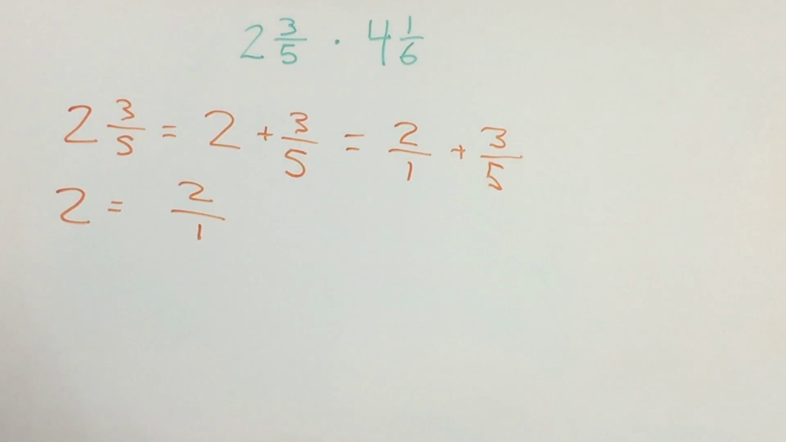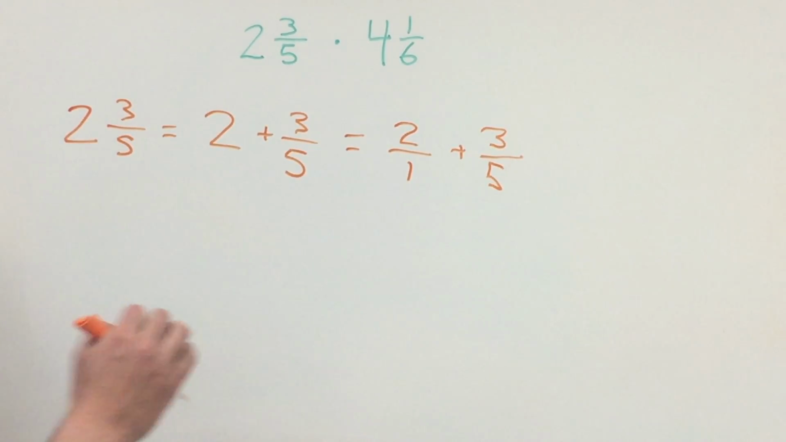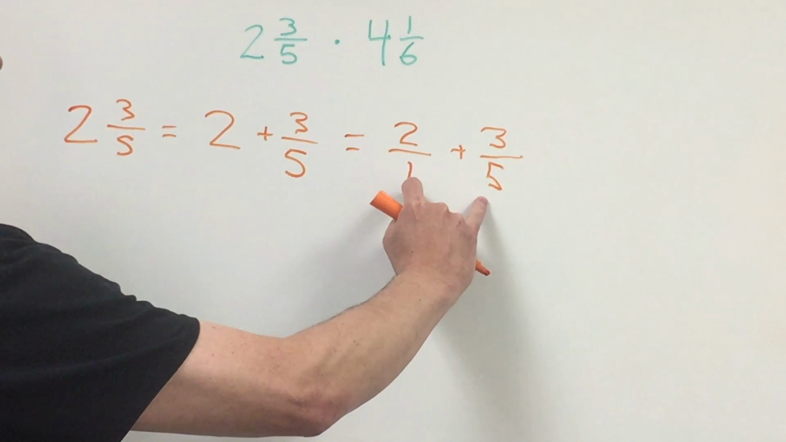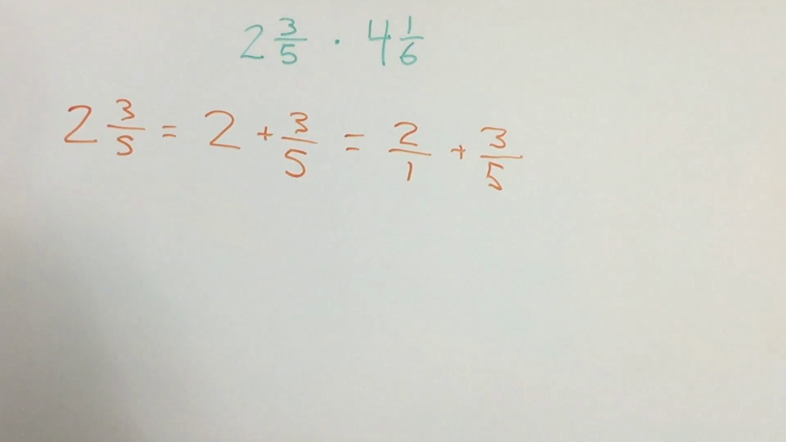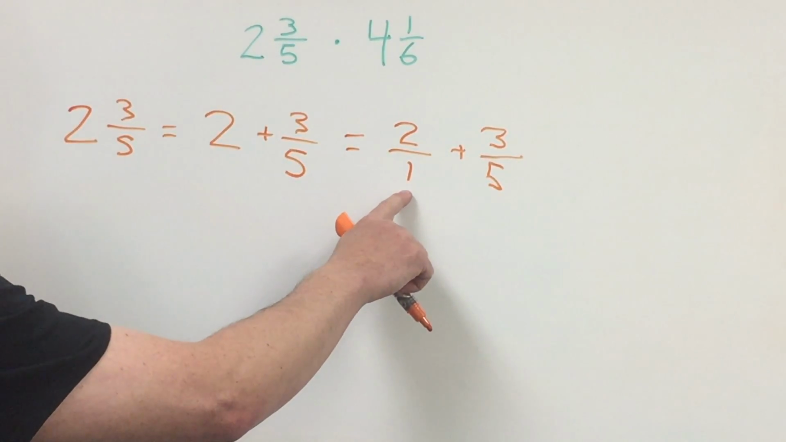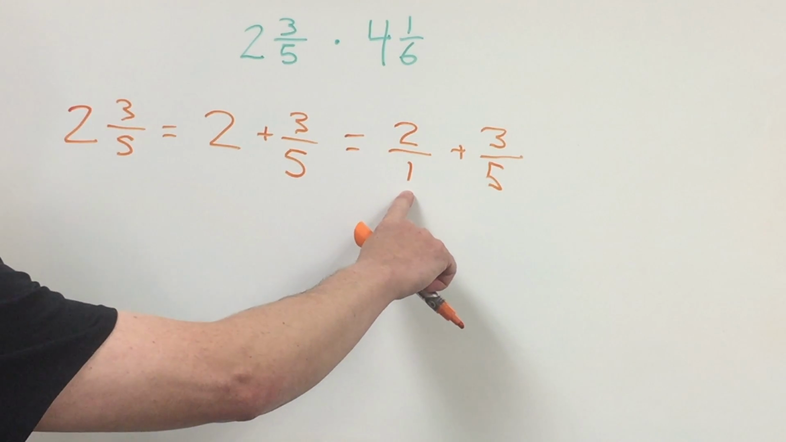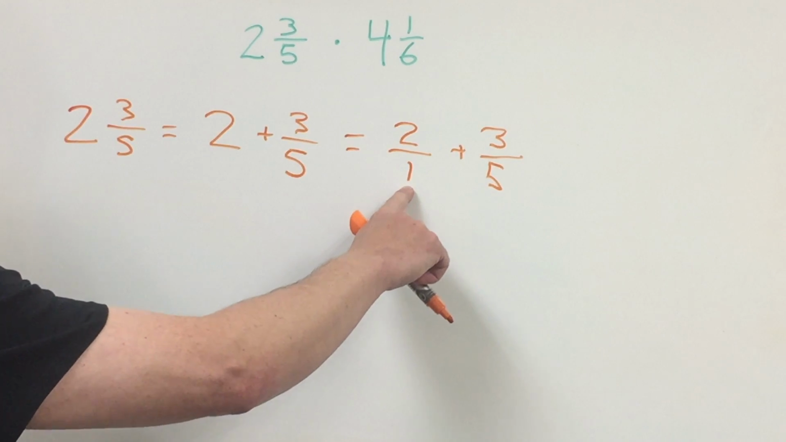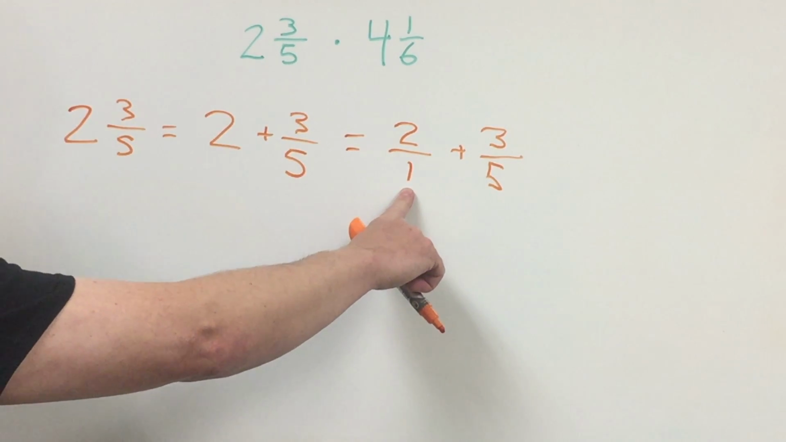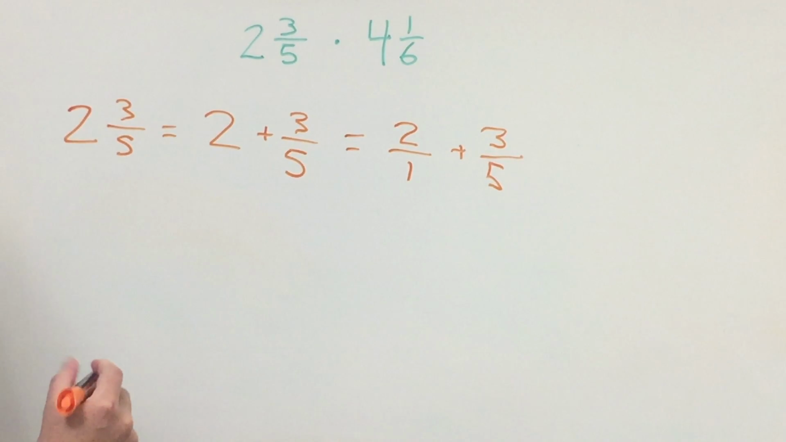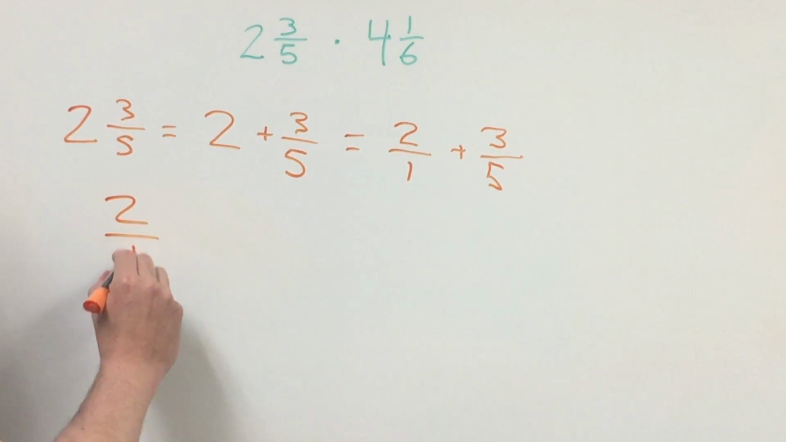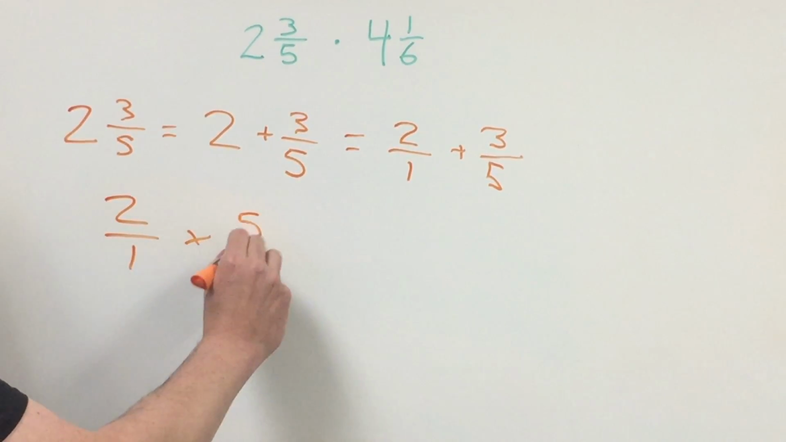That means we can convert 2 3/5 into an improper fraction simply by adding 2 over 1 to 3 over 5. The key to doing that is to make sure that the denominators of the fractions are the same. Well, in this case, the denominator of 2 over 1 is 1. So the easiest thing to do is to turn 2 over 1 into a number whose denominator is 5. We can do that by multiplying 2 over 1 by 5 over 5.